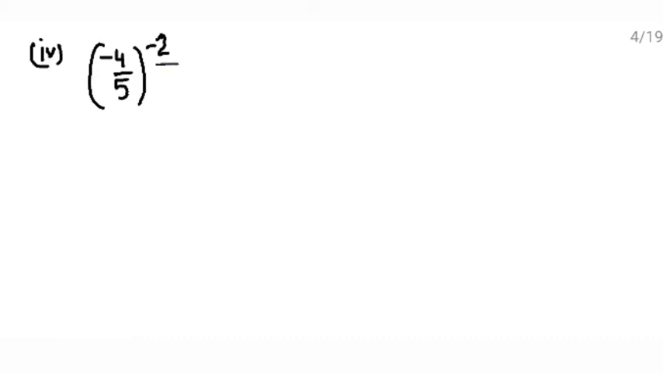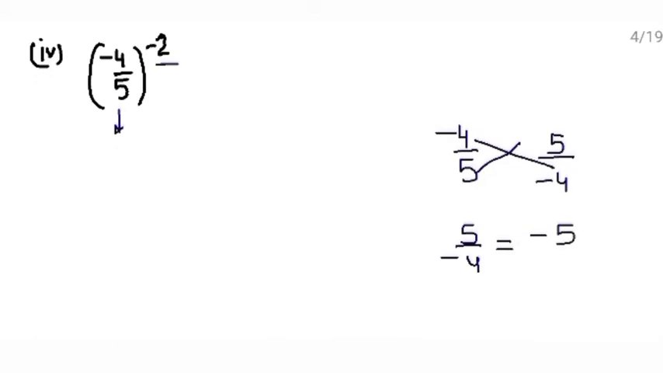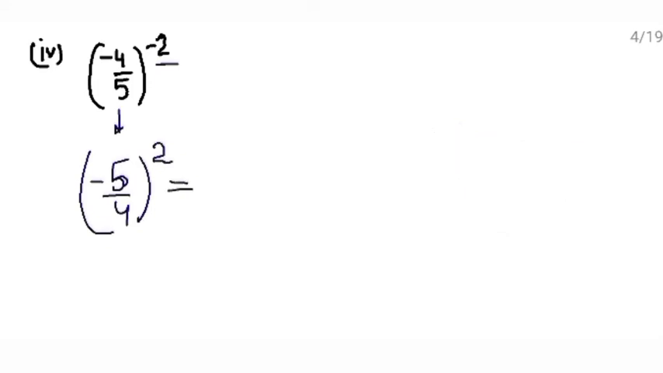Firstly, write the power as a positive number. What will you do here? Write the reciprocal of the base. The base is minus 4 upon 5. Its reciprocal will be, the denominator will become the numerator and the numerator will become the denominator. And 5 upon minus 4 is also equal to minus 5 upon 4. So write it here, minus 5 upon 4 and its power becomes positive now, plus 2. It means minus 5 upon 4 will be multiplied by itself how many times? 2 times. So multiply it here.